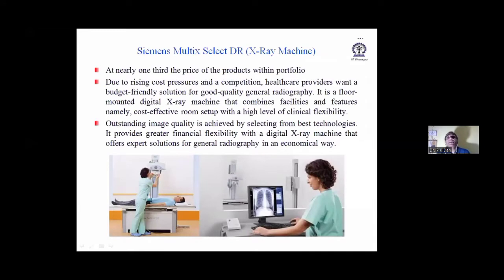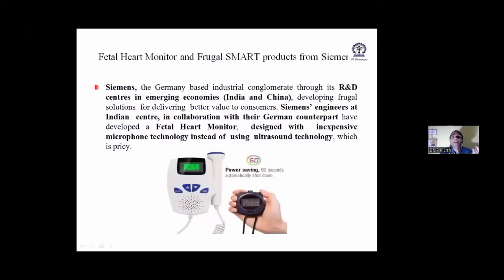Here is the Siemens Multix X-ray machine, which is floor mounted. Unlike the earlier structure, those who have seen the old X-ray system would remember the long beams crossing across the room to carry the main equipment. That is no longer required because it is floor mounted, and therefore the entire structural and building cost is not there. So the cost has come down drastically. That is also an affordable innovation example.